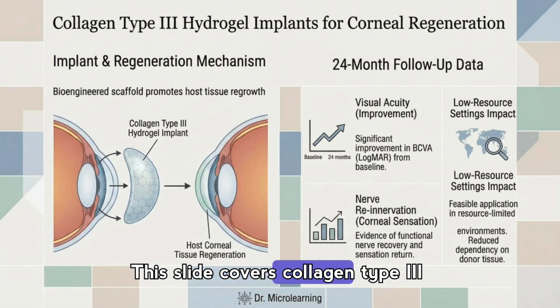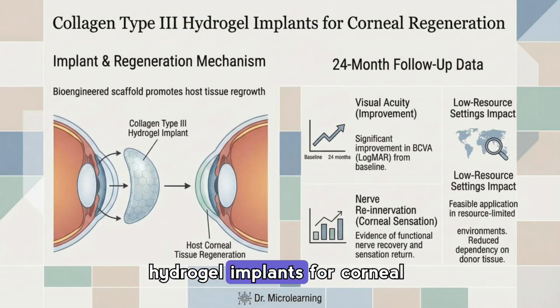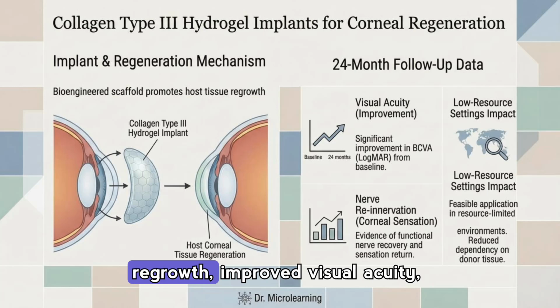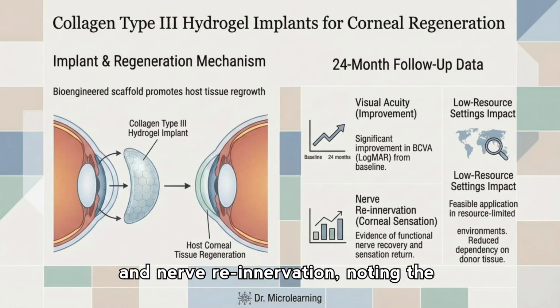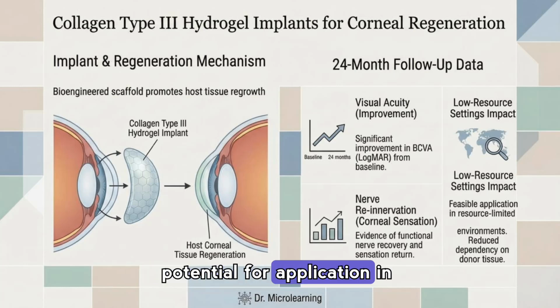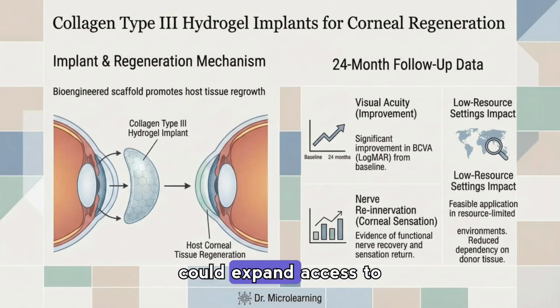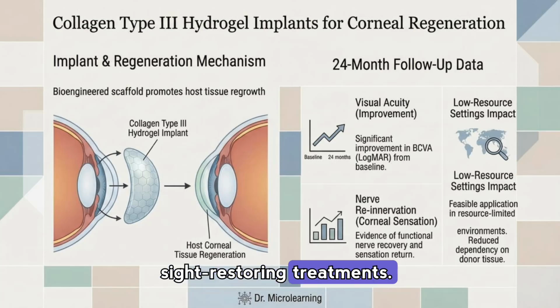This slide covers collagen type 3 hydrogel implants for corneal regeneration, pairing a mechanism diagram with 24-month follow-up data. The visuals show host tissue regrowth, improved visual acuity, and nerve reinnervation, noting the potential for application in resource-limited settings where reduced dependence on donor tissue could expand access to sight-restoring treatments.